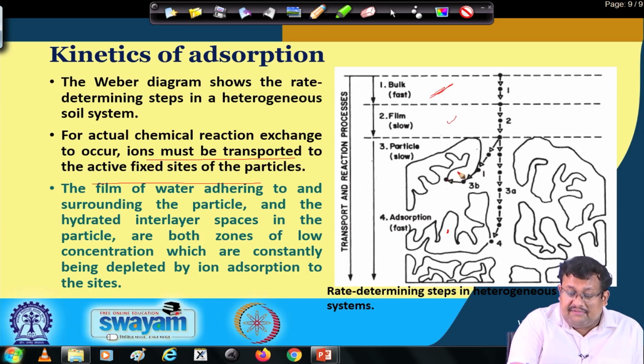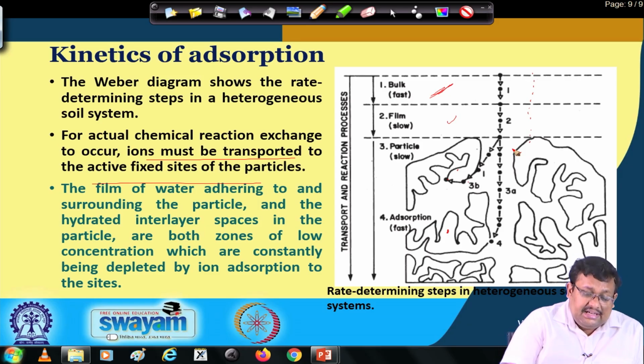So, these are the active fixed sites of the particles. For actual chemical reactions, basically exchange to occur, the ion must be moving from the bulk phase through the film to the active particle surface.